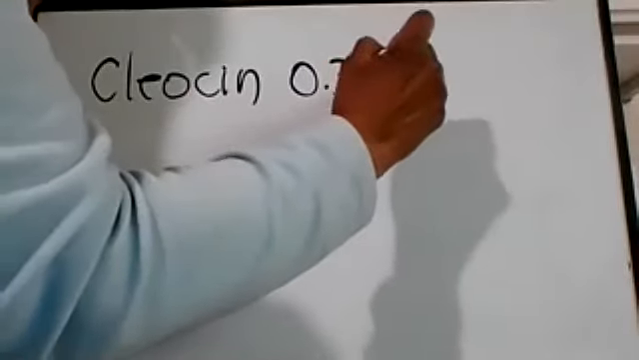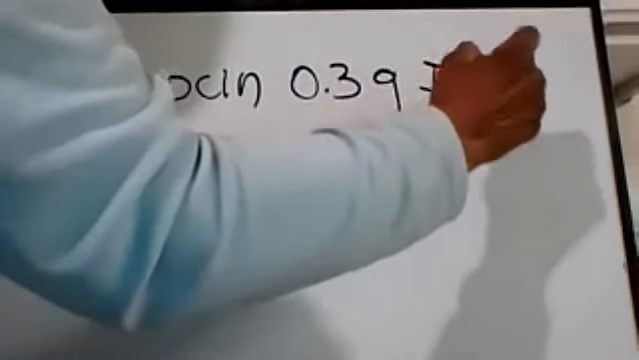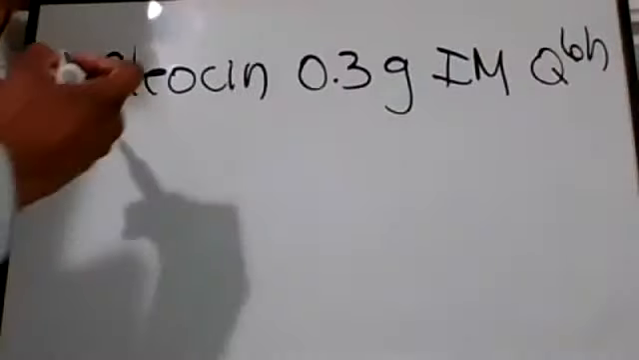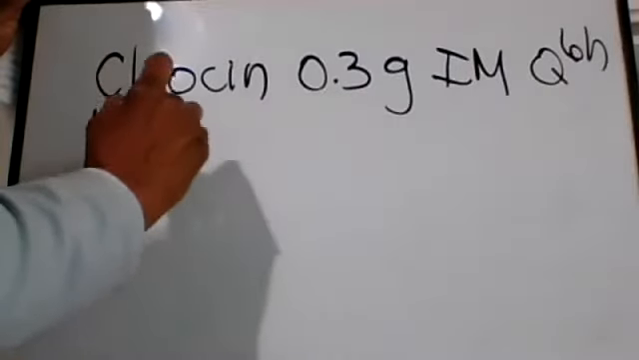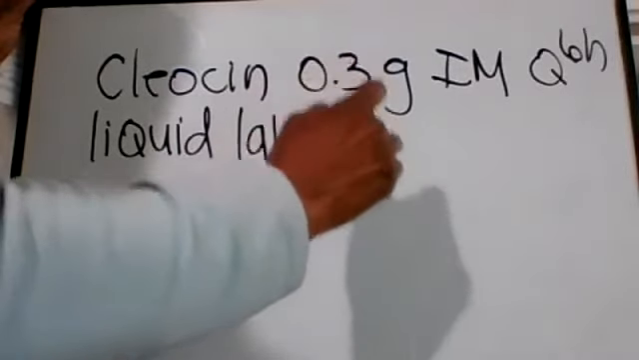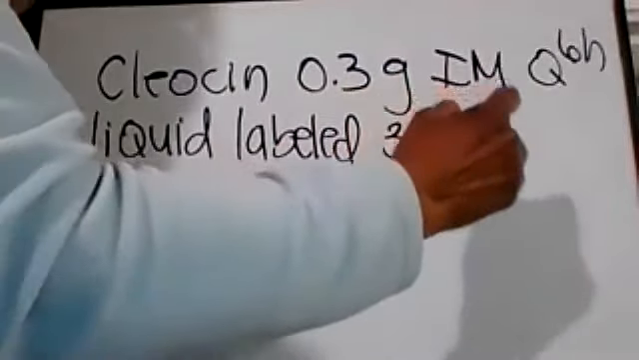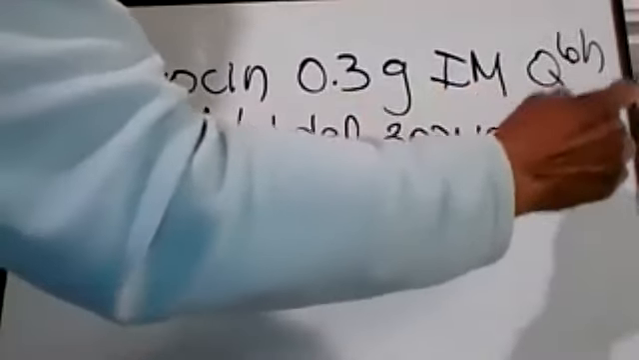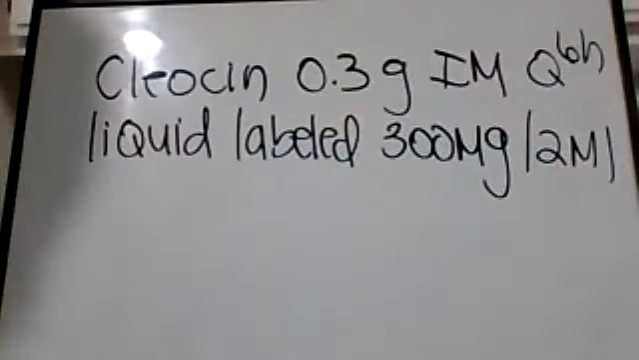All right, the next one is Cleocin. Cleocin, 0.3 grams IM every 6 hours. We have liquid labeled 300 milligrams per 2 milliliters.